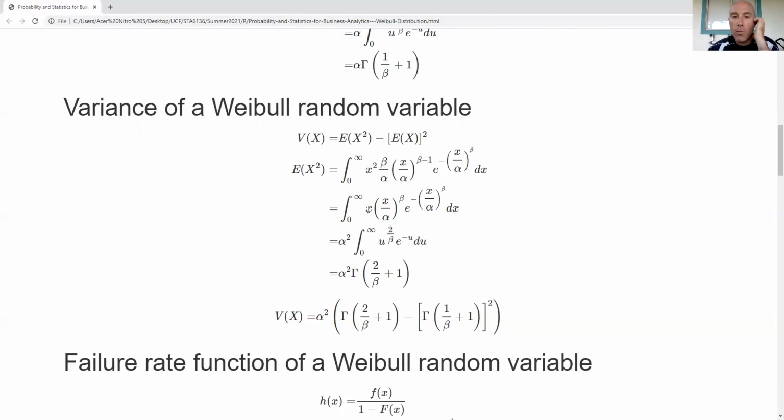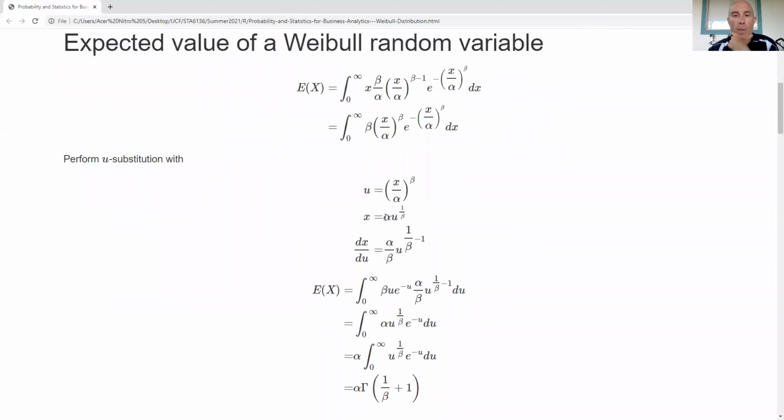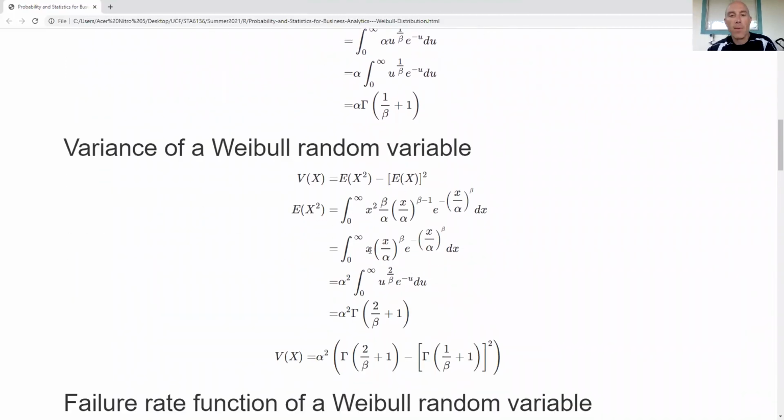This I have to just replace with alpha times u to the 1 over beta. When I do that, I went ahead and skipped some steps. I didn't show them because it's tedious. This is going to be u to the power of 2 over beta, e to the negative u. Now I look at that, and that is a gamma function again. So I'm just going to go ahead and say, hey, it's a gamma function. Woohoo, and compute that out.